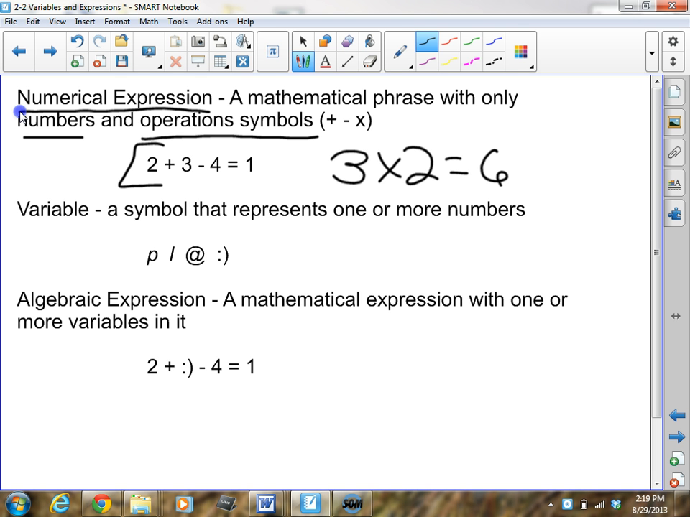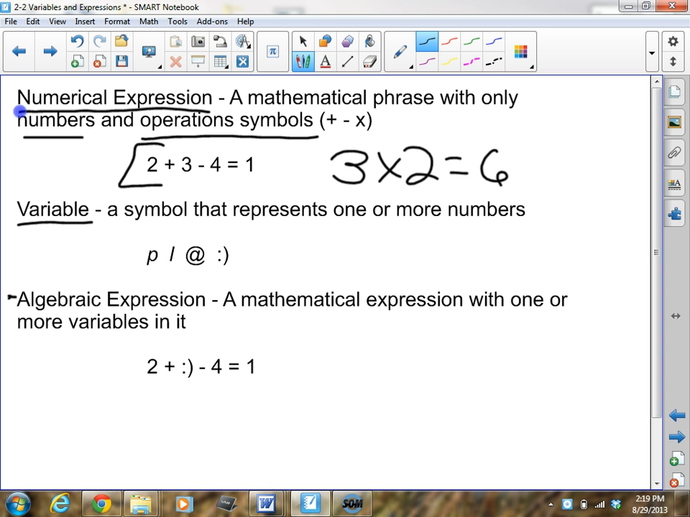We're actually just not going to be using numerical expressions today. We're actually going to be getting into what's called algebraic expressions. Now, that's a big, scary word, and we'll talk about it in just a minute. But before we get to that, let's talk about the word variable. This is an important word for what we're going to be doing today because we have to know what it means, because we're going to be using a lot of them. Now, a variable is simply a symbol that represents one or more numbers.